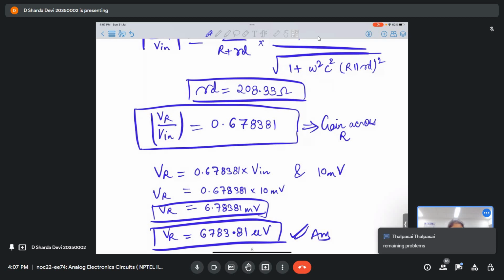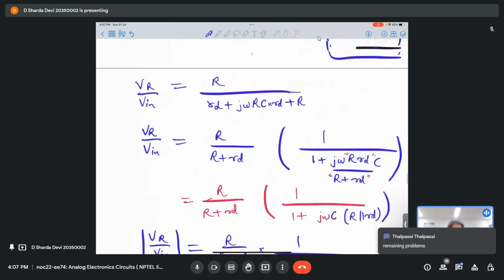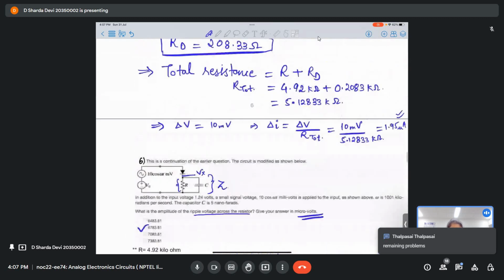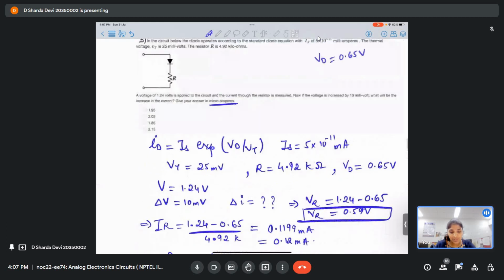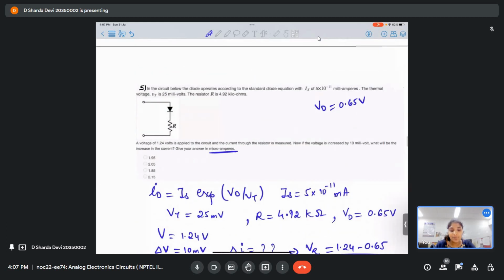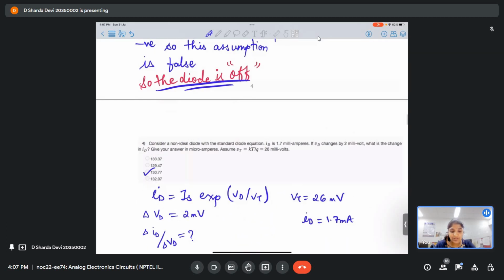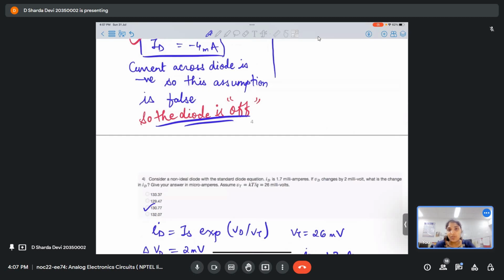Yeah, these are the problems that I have particularly selected for this particular session. So we have solved 6 questions by now, and the other questions you can solve from the assignments. Okay.